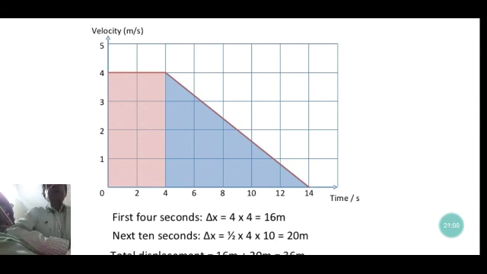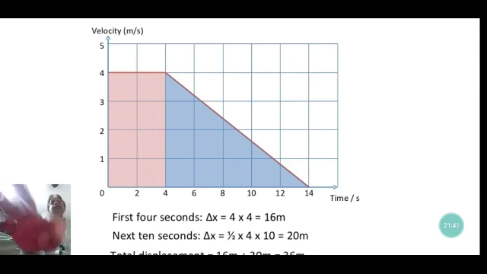Now look here. In the first 4 seconds, the velocity of the object is constant. Here it is 3 meters per second, and so the displacement covered by the object is represented by the area of this rectangle. And here the velocity of the object decreases uniformly and becomes 0 during the last 4 to 14 seconds. Now, how can you find the total displacement of the moving object?